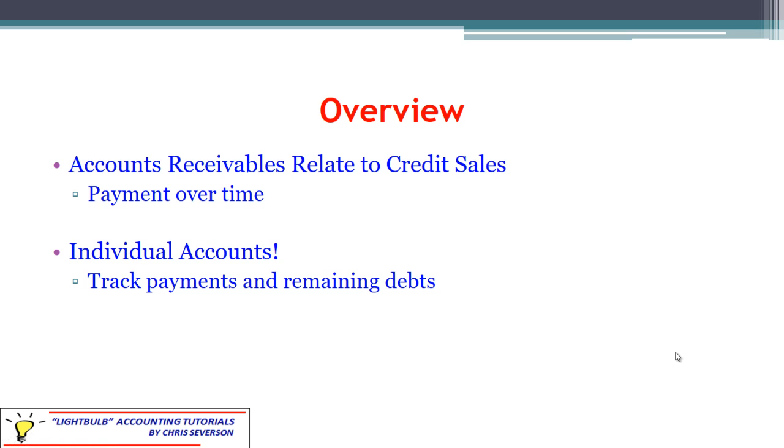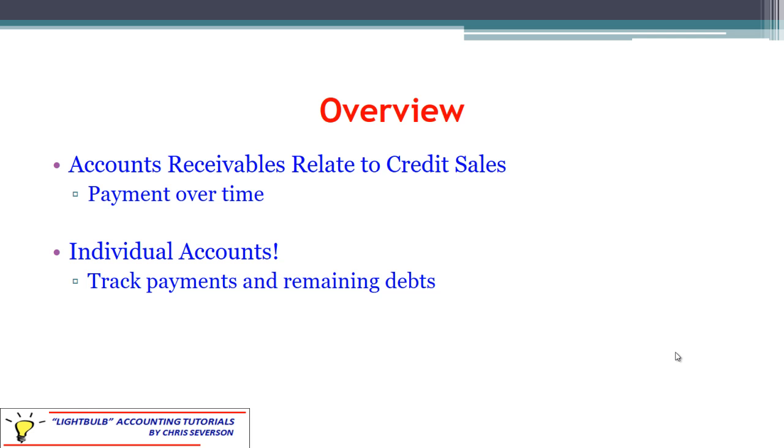Again, the only time we're going to have an accounts receivable situation is if we have a credit sale or a sale on account. This means that the store, the seller, has granted the buyer extra time to pay. We're going to accept the payment over time. Generally, we're saying 30 days, maybe 60 days.